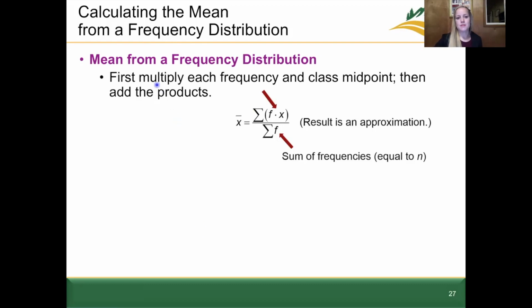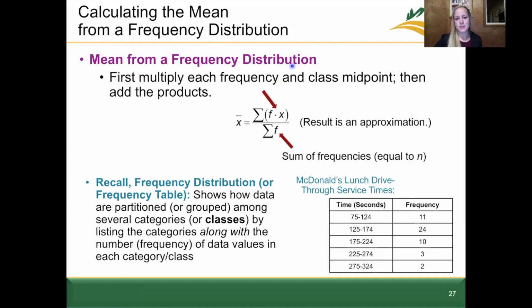Okay, here we're going to get into a little bit more complicated of an example. So we're going to calculate the mean from a frequency distribution. Now, to remind you, a frequency distribution, which we covered previously, shows how data are partitioned or grouped among several categories or classes by the listing of categories along with the number or frequency of data values in each category/class. So that's the example we looked at a lot. Here are different categories or classes, 1, 2, 3, 4, 5 different classes, where each of the classes specifies the time in seconds for McDonald's lunch drive-through service times, right?